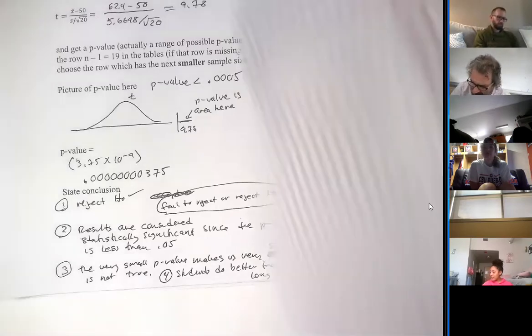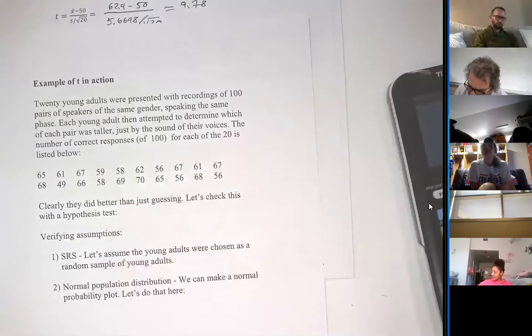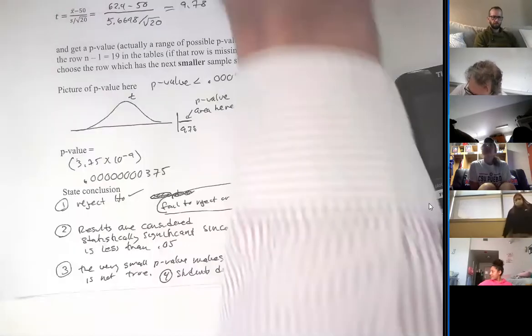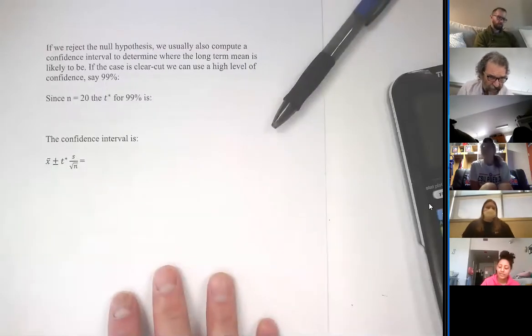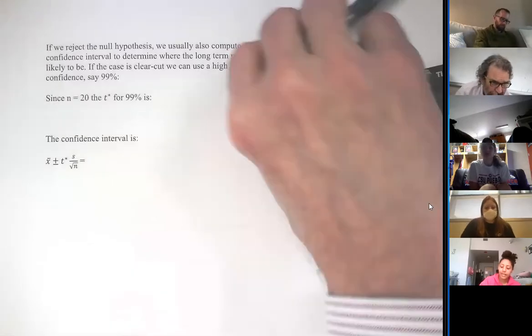So if you wanted to know how much better, I guess you can make a confidence interval to see where you think the long-term mean is. Maybe they'll ask us to do that. I can't remember if this is on here or not. Here we go. Looks like it is. If we reject the null hypothesis, we usually compute a confidence interval to determine where the long-term mean actually is.